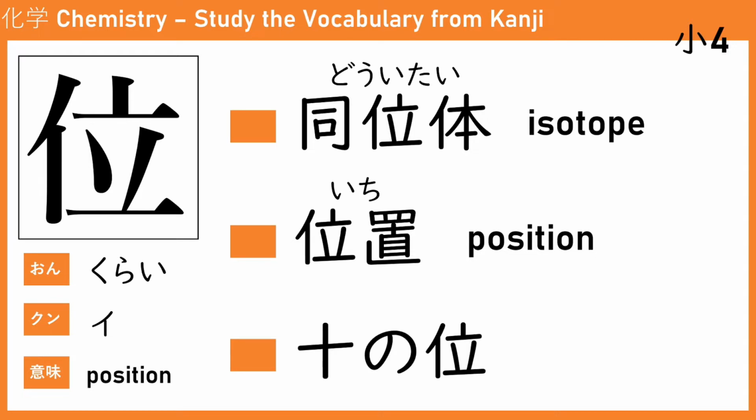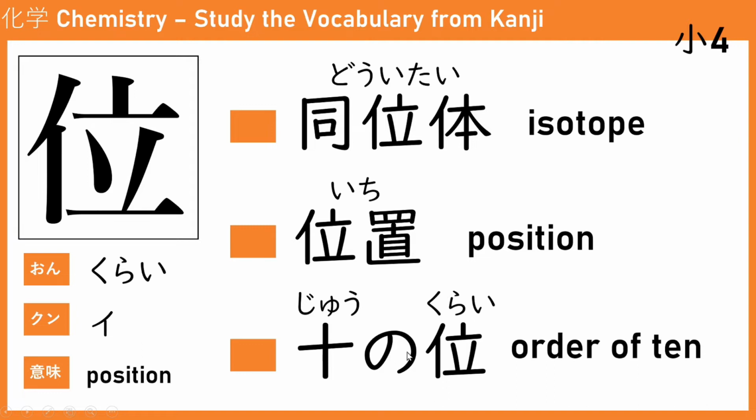This one is quite unique. You'll use this one in math. For example, this one is jū no kurai. If you got the number 83, jū no kurai means the order of 10. What is jū no kurai of 83? It is 8. So the number at the order of 10. The same thing applies to ichi no kurai, jū no kurai, hyaku no kurai, sen no kurai. The order of 1, 10, 100, 1000, and so on.